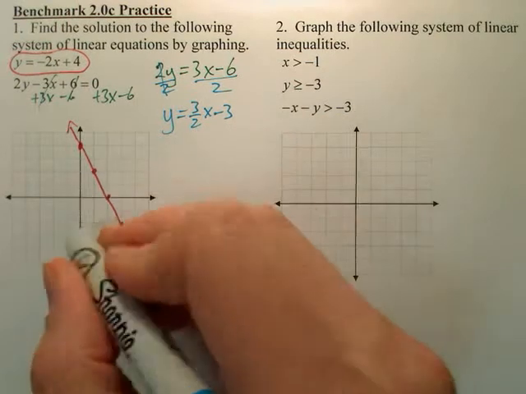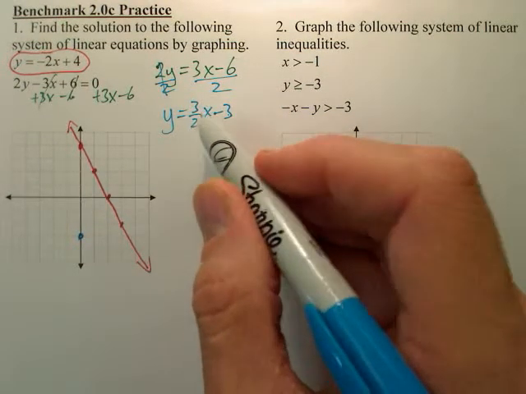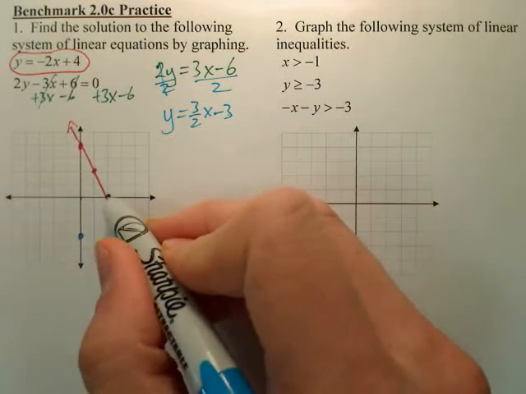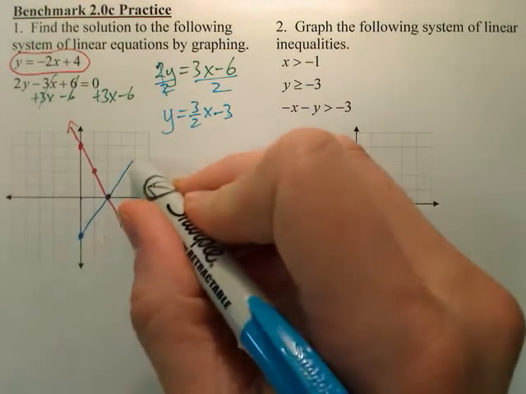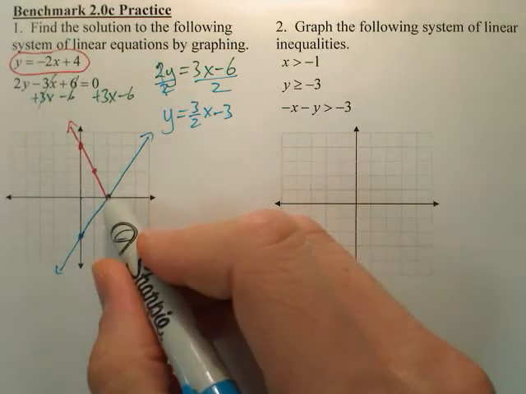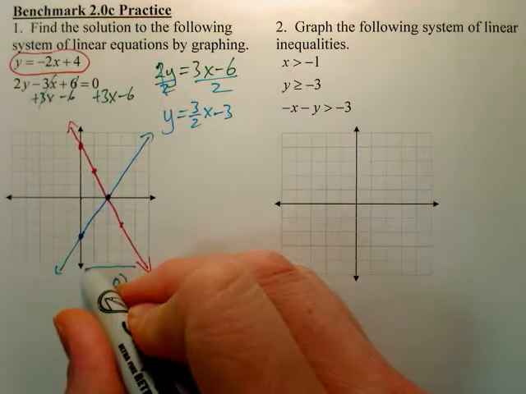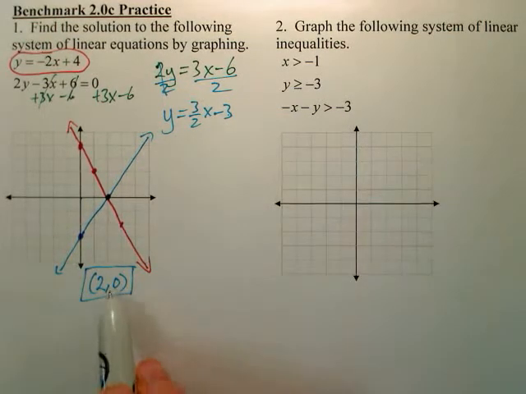Now to graph this, you begin at -3, and you're going to go up 3 over 2. Up 3 over 2. Bam. That's a nice easy point. The answer is that point where they cross, and that point is the coordinate 2, 0. Do not forget to give me the coordinate where they cross. The coordinate where they cross is very important. It is the solution.